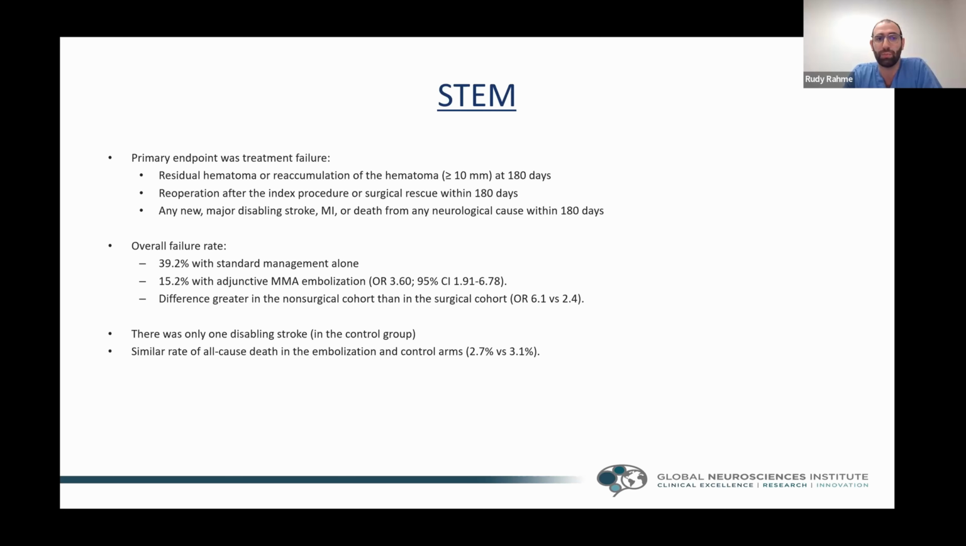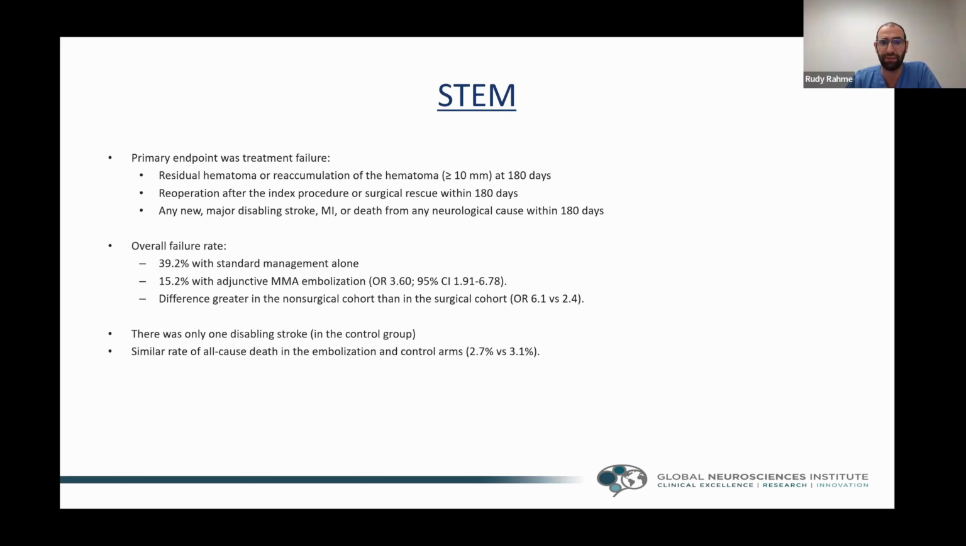STEM had kind of similar results. The primary endpoint was a bit more broad: residual hematoma or reaccumulation at 180 days, so a longer follow-up, reoperation as well, and any new major stroke, MI, or death. The failure rate in standard management alone was 40%, and in the embolization group it was 15%. These numbers seem a bit high, but remember the primary endpoint was very broad. It's not just reaccumulation of the subdural, it also included any MI, stroke, any death, anything that can be related to it, and it's a longer follow-up. Also, the difference was greater in the non-surgical cohort than in the surgical cohort. The all-cause death was similar in both arms.